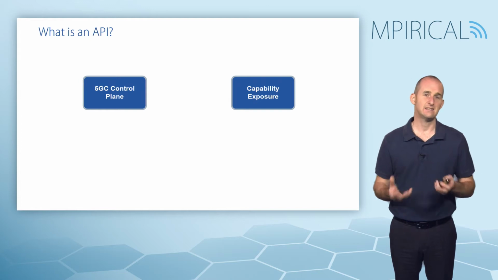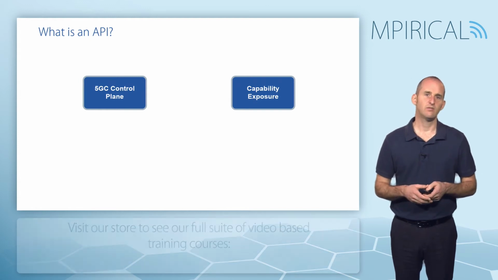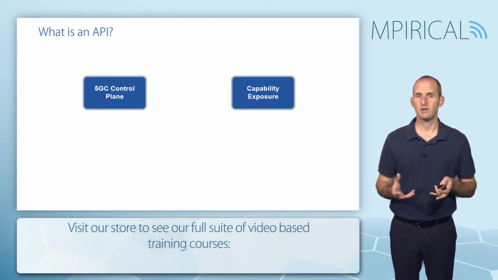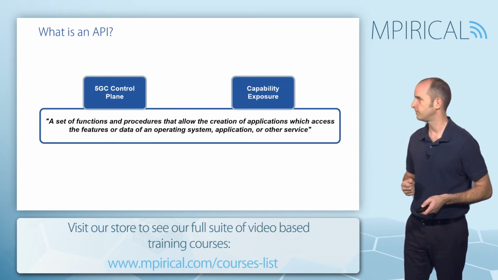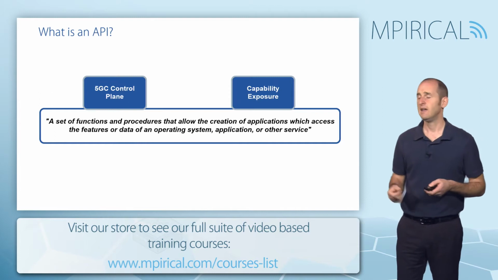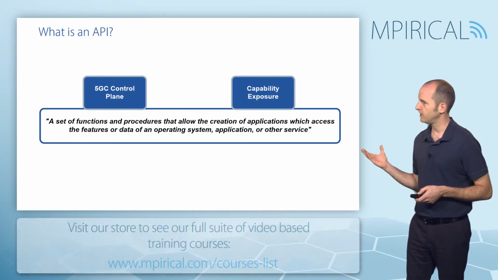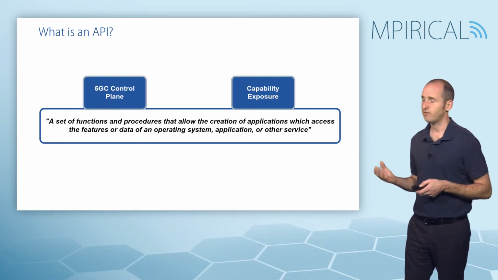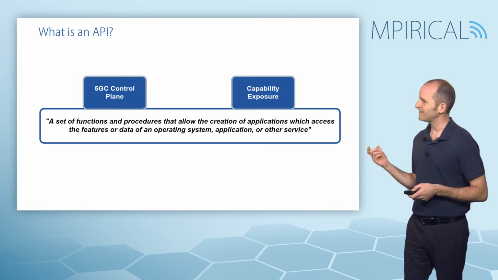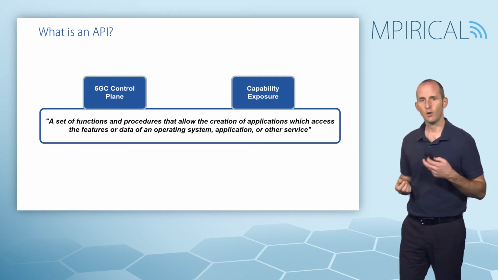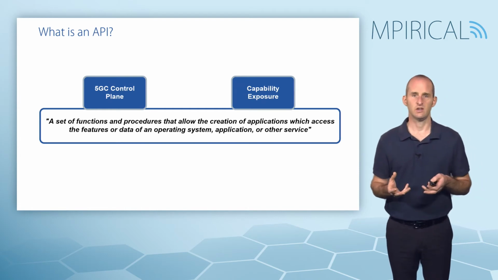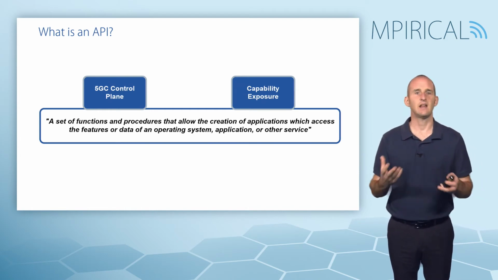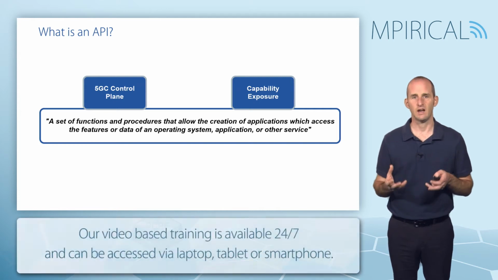But what exactly is an API? Well, you can find lots of definitions of what an API is. Here is one example which sums up nicely the concept. So an API is a set of functions and procedures that allow the creation of applications which access the features or data of an operating system, an application, or another service. It's not a standardized protocol or anything like that.